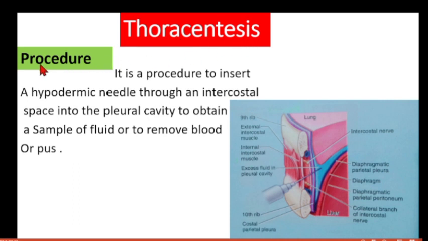Thoracentesis. What is its procedure? It is a procedure to insert a hypodermic needle through an intercostal space into the pleural cavity to obtain a sample of fluid or to remove blood or pus. This is the needle which is being inserted into the pleural cavity, and these are the layers of the muscle which are being pierced by the needle.